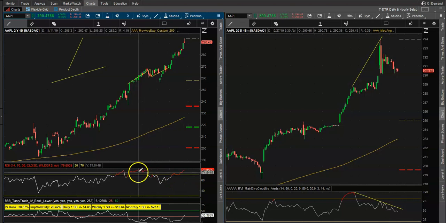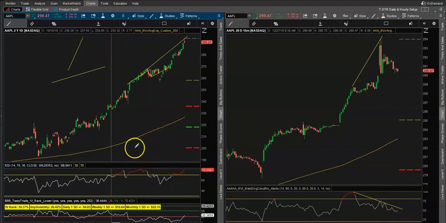The other thing is I see the divergence from this high to here, and from here to here on the daily.